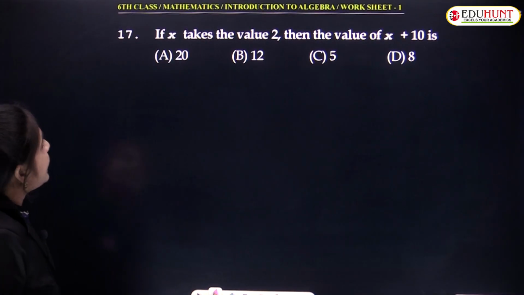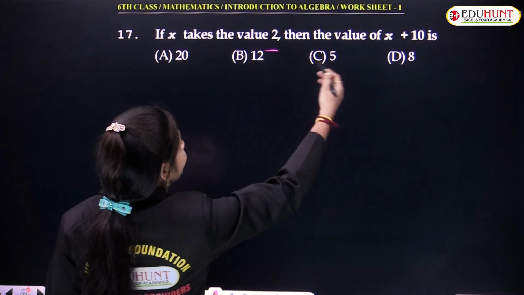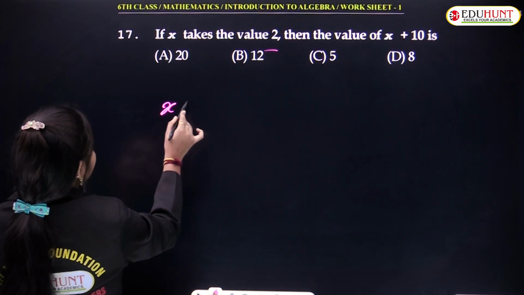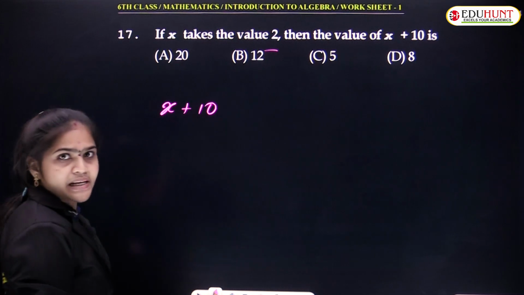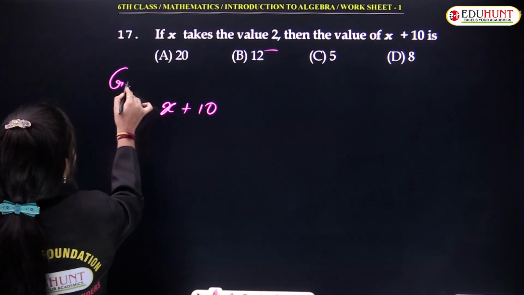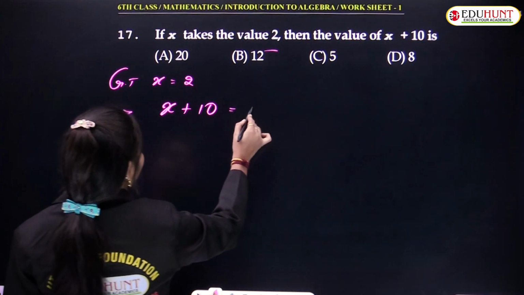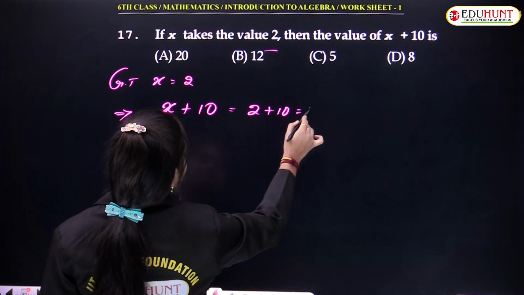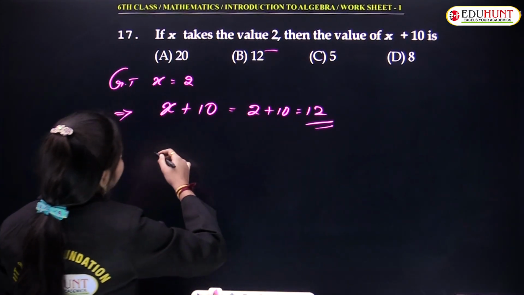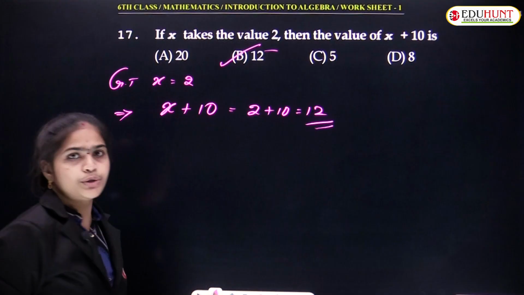17th one. If x takes the value 2, then the value of, simply they have given x plus 10. They given that x is equal to 2. Then here 2 plus 10 is equal to how much? Simply substitution. 2 plus 10 is equal to 12.